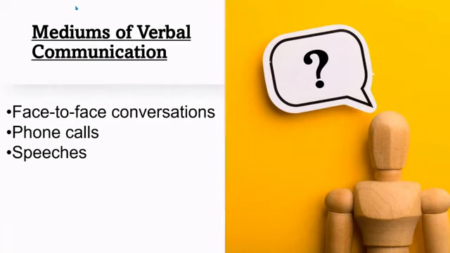Because when we're in a face-to-face conversation, we're actually talking, we're interacting directly using spoken words. When we're engaging in phone calls, we have to be talking. And when we're doing speeches, we also have to be talking. So all three examples right here are mediums of verbal communication.